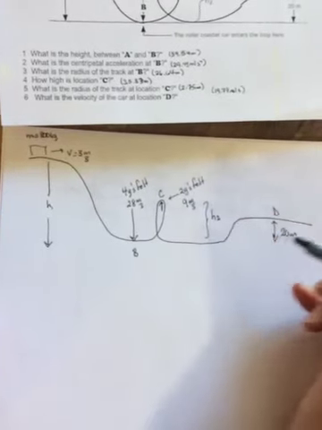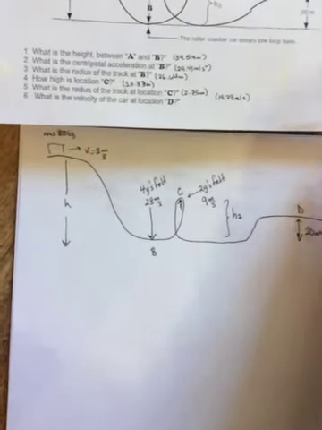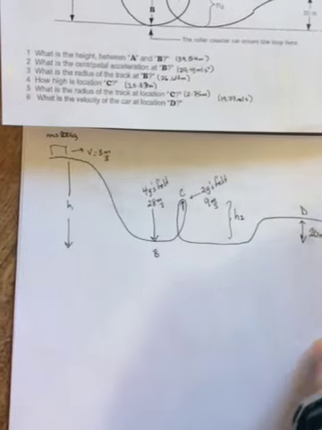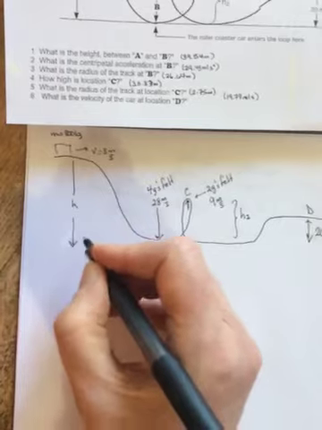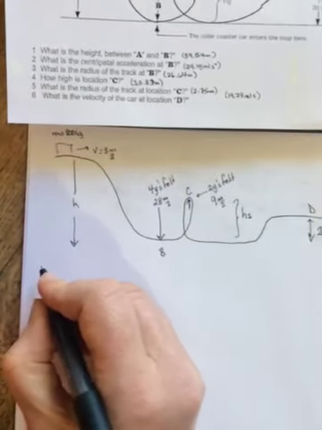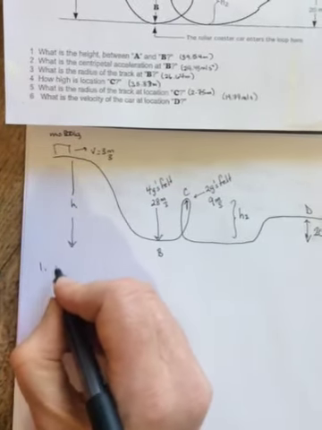We don't know the height of the second loop, so we just have to change up the order that we go in. Number one says, what's the height between A and B? So what's the height of the first hill? Asking for height, you're going to use energy.